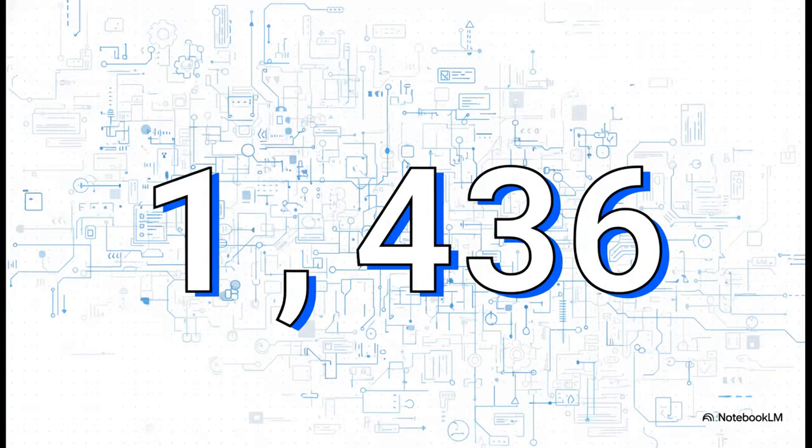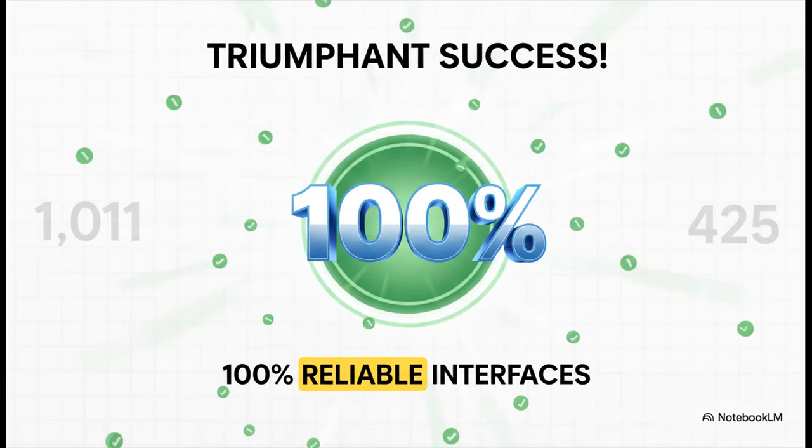So across all of those super complex applications, the automated system generated and successfully ran a total of, get this, 1,436 tests. But it's not just the number that's so impressive. It's the result, a perfect 100% pass rate. So what does that tell you? It tells you that these automatically generated interfaces aren't just flimsy demos. They are production grade, they are robust, and they are completely reliable.